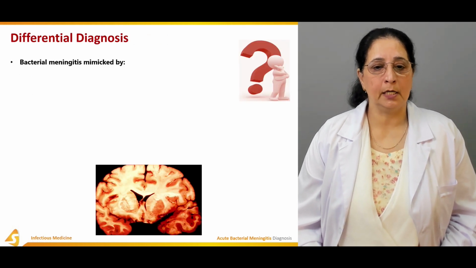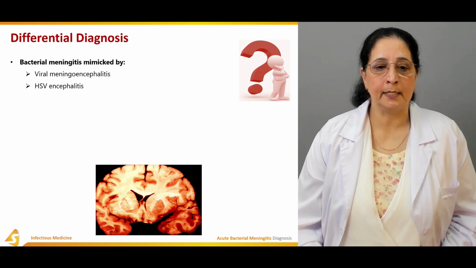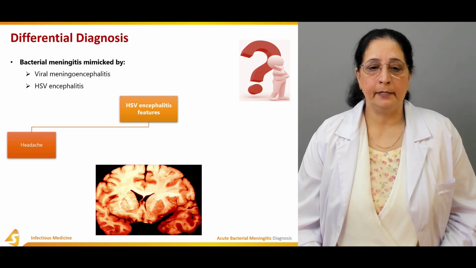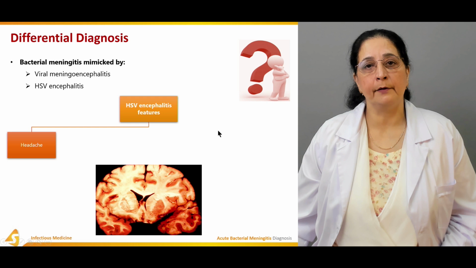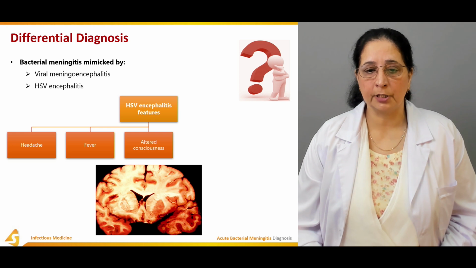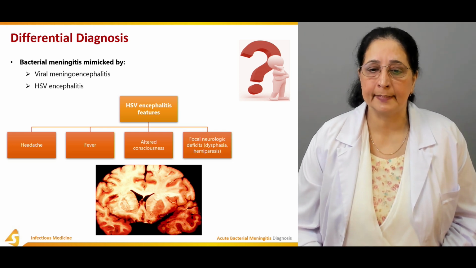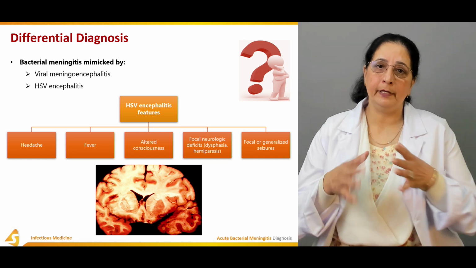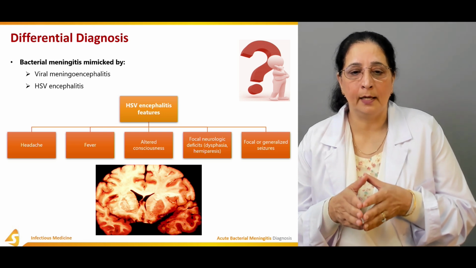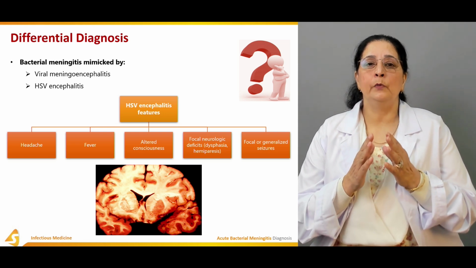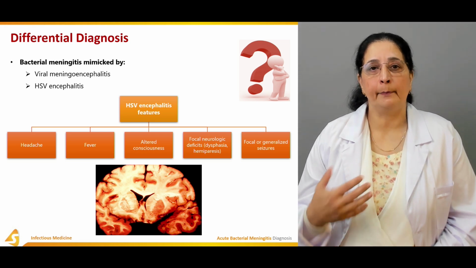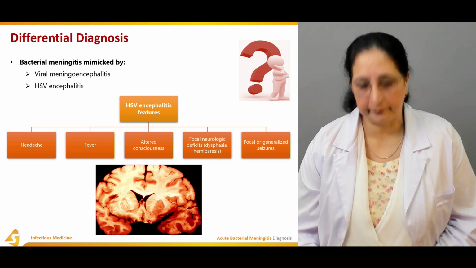The differential diagnosis is viral meningoencephalitis and herpes simplex virus encephalitis. The features of herpes simplex encephalitis are headache, fever, altered consciousness, focal neurological deficits, and seizures. So bacterial meningitis and viral herpes simplex virus encephalitis very, very closely resemble each other until we do some other tests to differentiate.